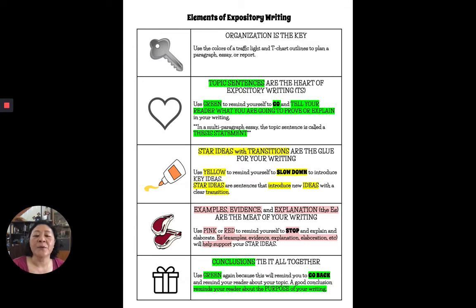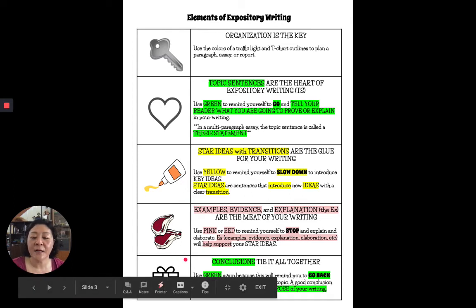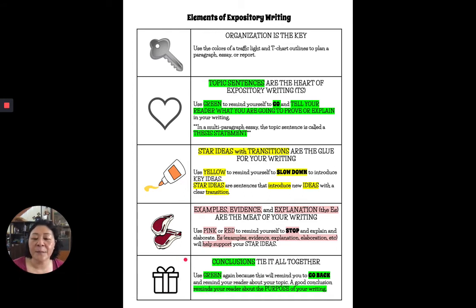E's are examples, evidence, explanation, elaboration, etc. And they will help support your yellow star ideas. And then the last main color, the basics of Step Up to Writing, is a conclusion. Now, conclusions tie it all together, and that's why there is a gift at the bottom. You use green again because this will remind you to go back and remind your reader about your topic. A good conclusion reminds your reader about the purpose of your writing.